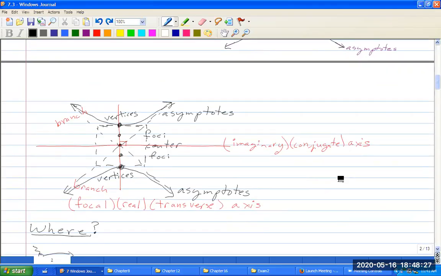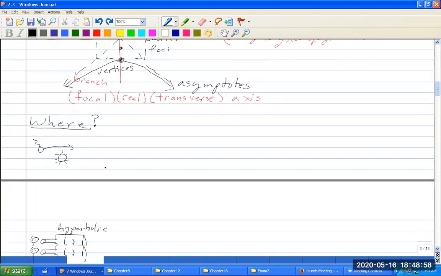Each of these parts of a hyperbola is called a branch of your hyperbola. And again, this is your bounding rectangle that goes through your center, and each of your branches will approach these asymptotes.